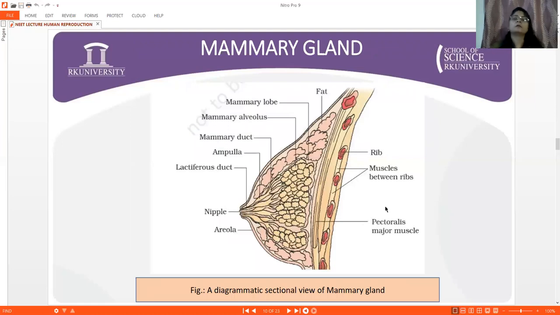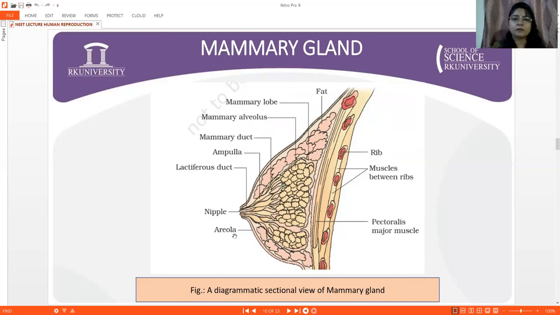Now, on the mammary glands. There is a structure that gives the information of the mammary gland. The female has a pair of mammary glands, and these are very important. The most important thing is that they are involved in the lactation process, where the mother feeds the baby.